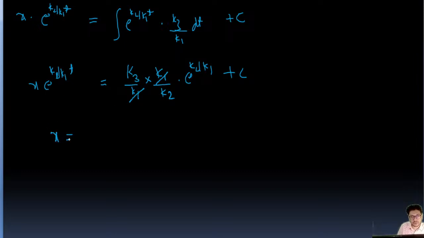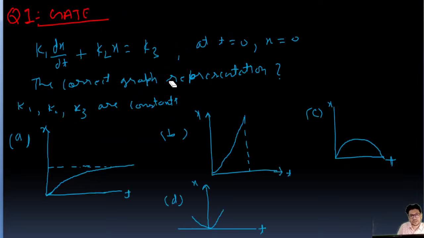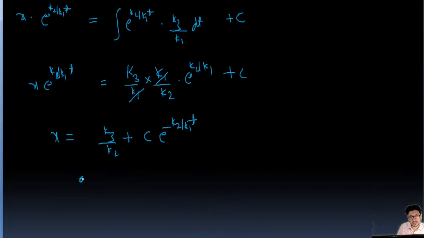So it is going to be x equal to k3 upon k2 plus c e to the power minus k2 upon k1 t. Okay, now we'll put the condition, that is at t equal to 0 given, right? Here at t equal to 0, x equal to 0. So at t equal to 0, x is going to be 0.